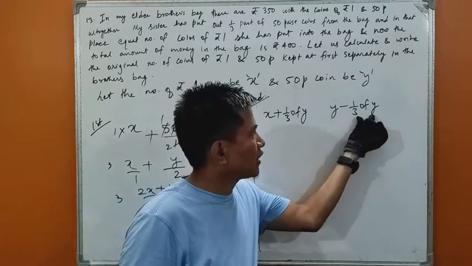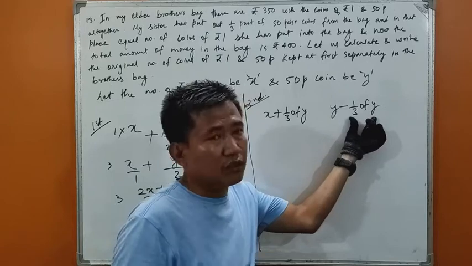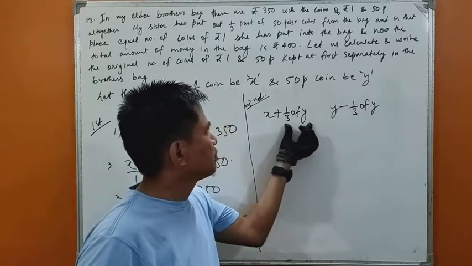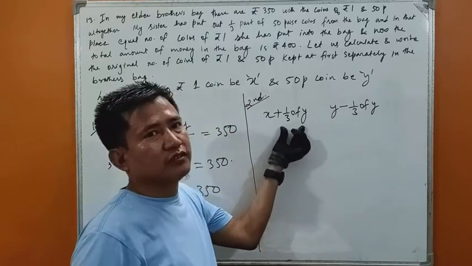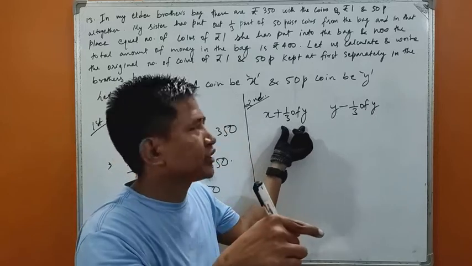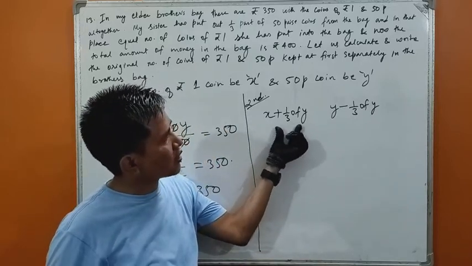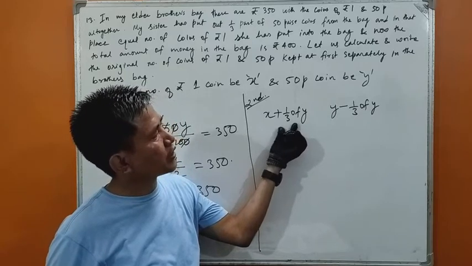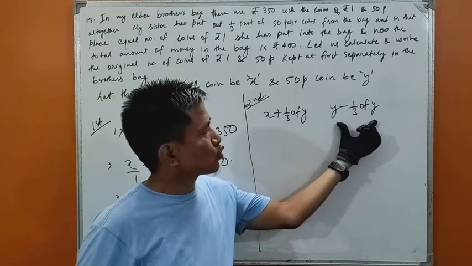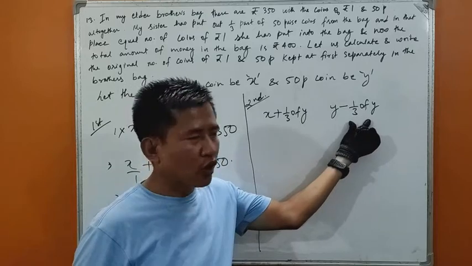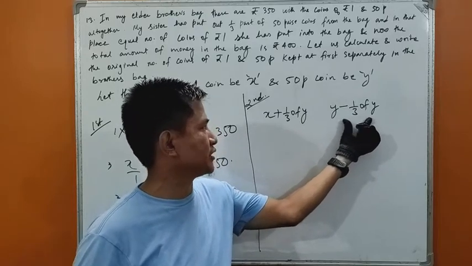She took out 1/3 number of the total 50 paise coin and she put equal amount into the bag in the denomination of 1 rupee coin. So this is the total number of coin in 1 rupee denomination, and this is the total number of coin in 50 paise denomination, isn't it?